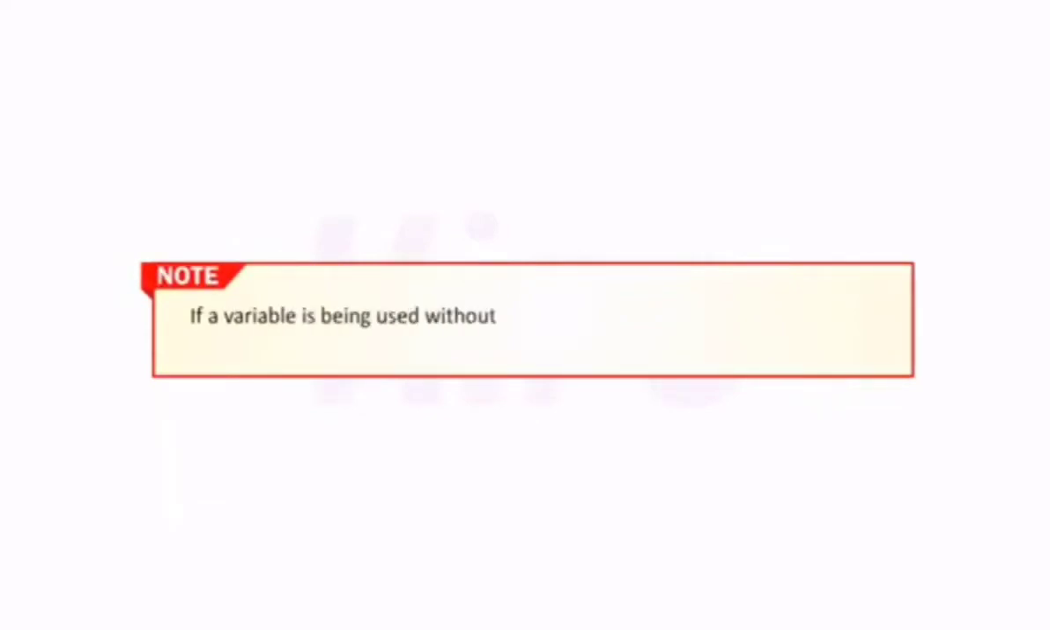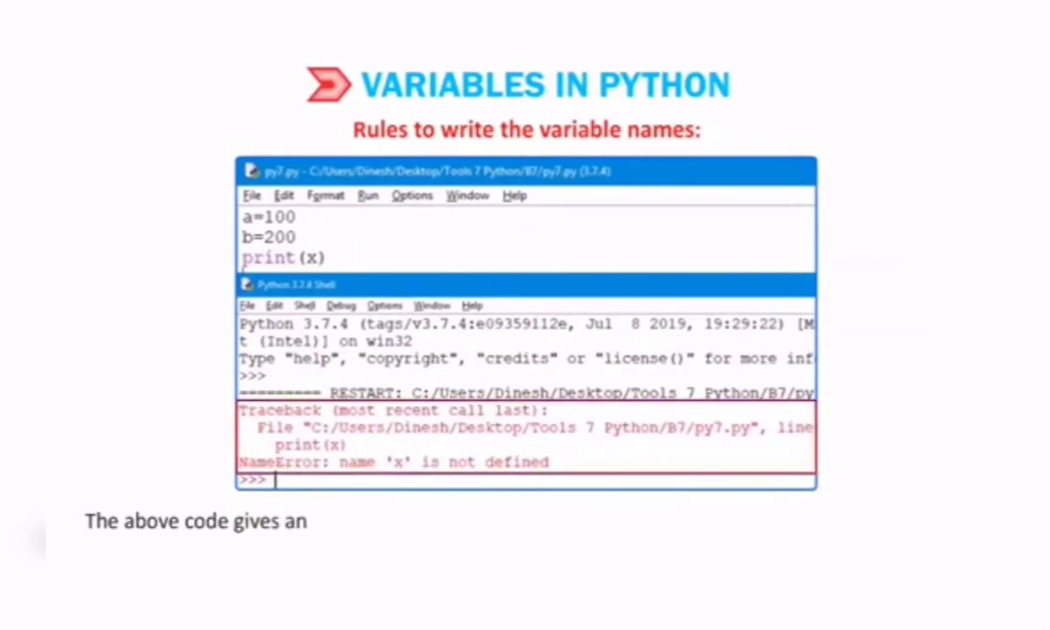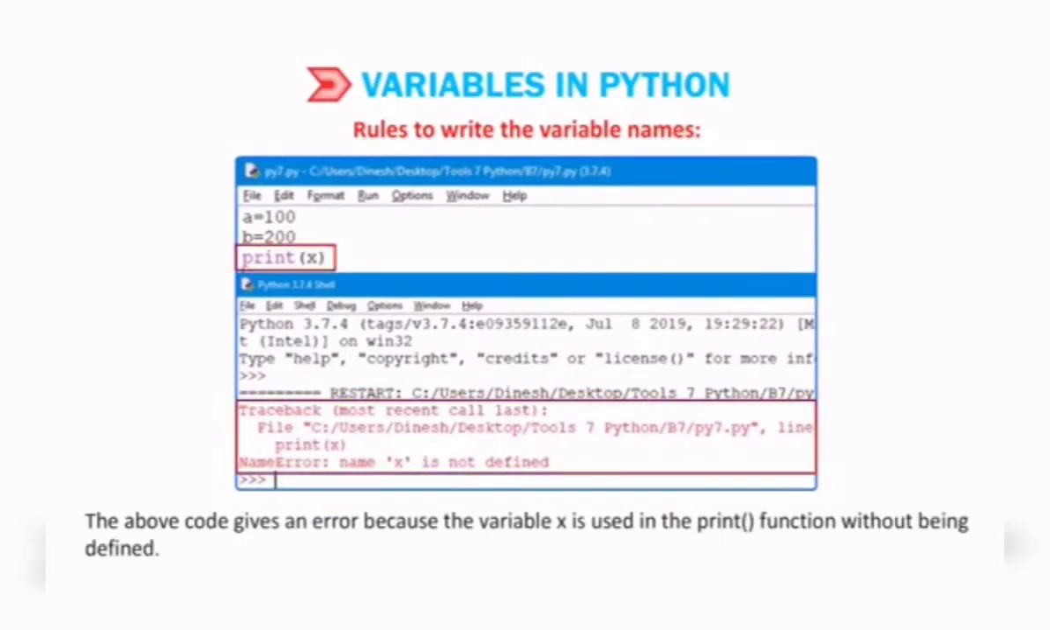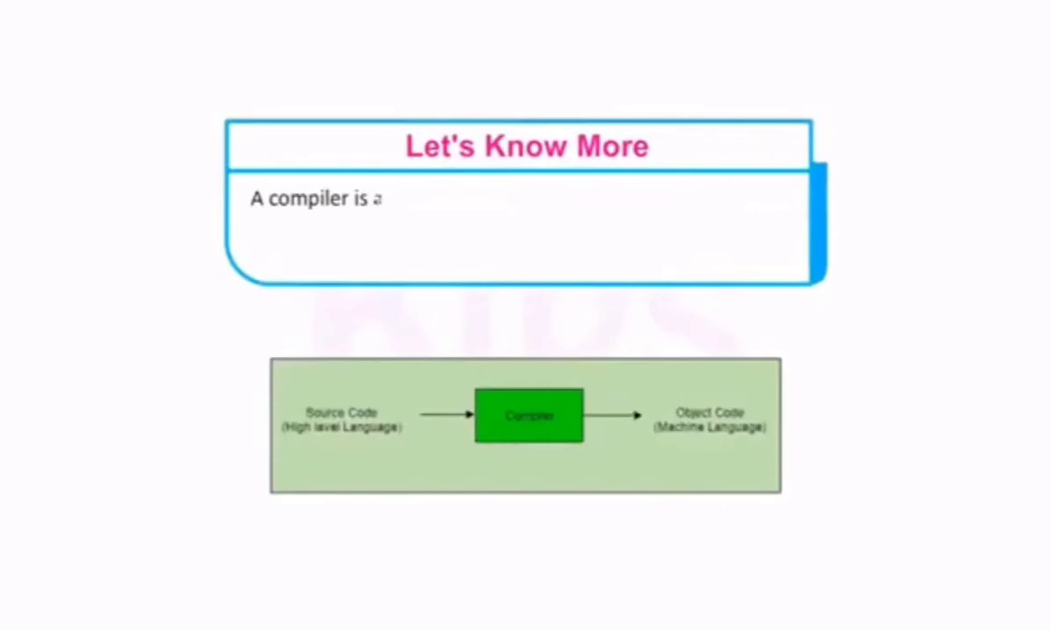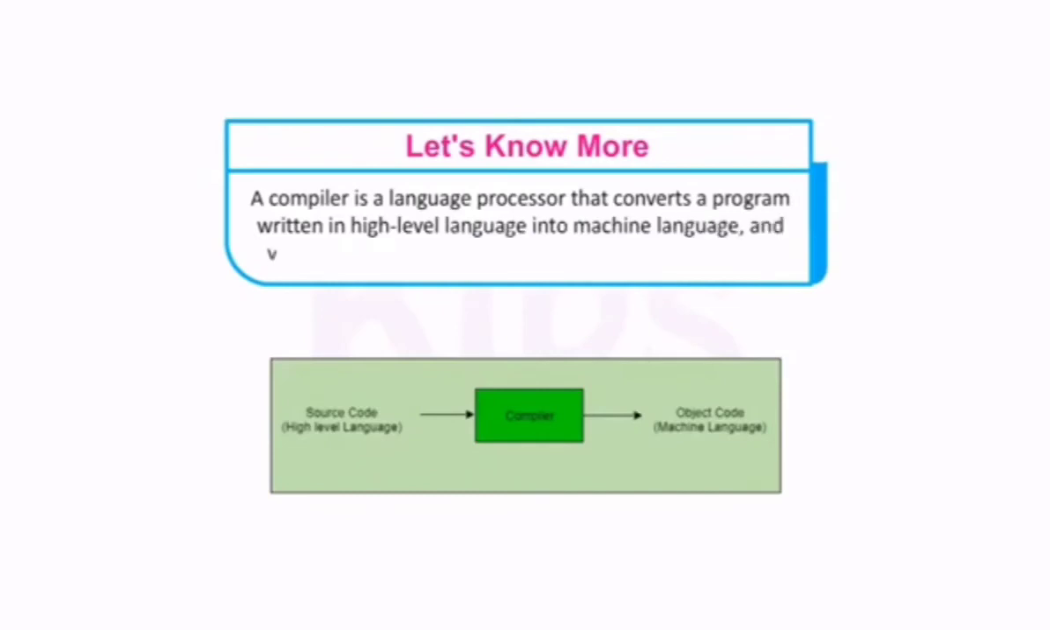Note, if a variable is being used without assigning a value, that is, if the variable is not defined, it gives an error. The above code gives an error because the variable x is used in the print function without being defined, right? Let's know more. A compiler is a language processor that converts a program written in a high-level language into machine language and vice versa, just like an interpreter, but in one single step.